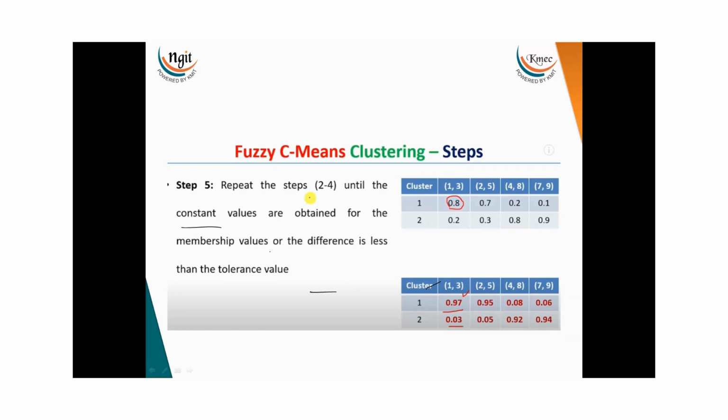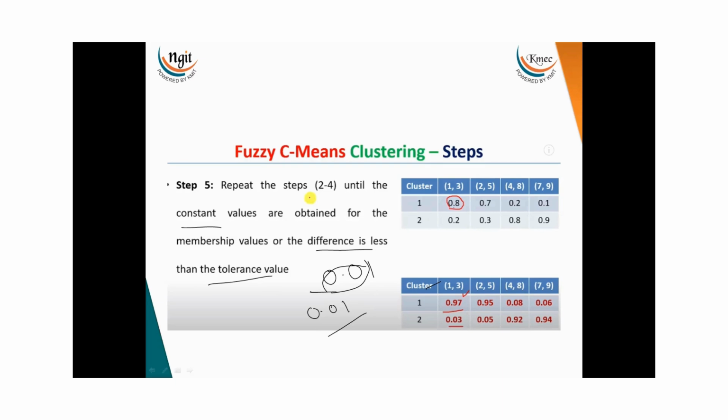Or we can take this also, where the difference is less than the tolerance value, we'll stop the updation. Suppose my tolerance value is 0.01. So whenever I update and the difference comes out less than 0.01, then I'll stop the updation. I'll stop there itself and that will become my final cluster.